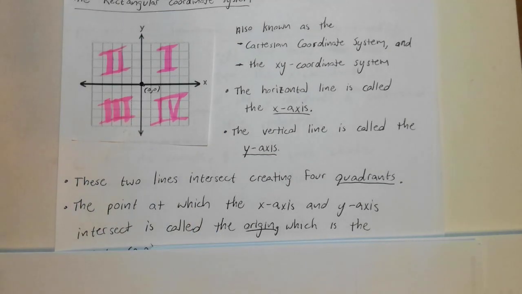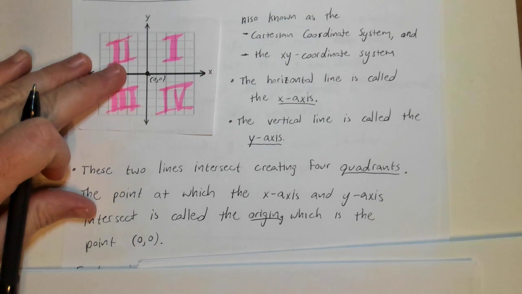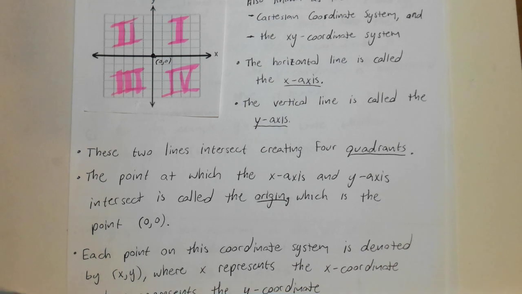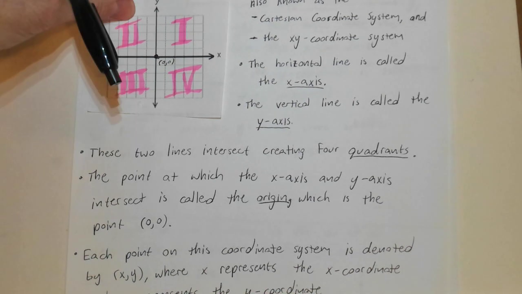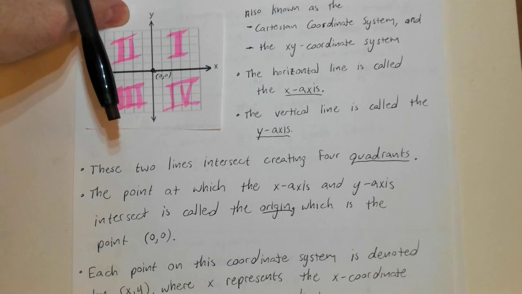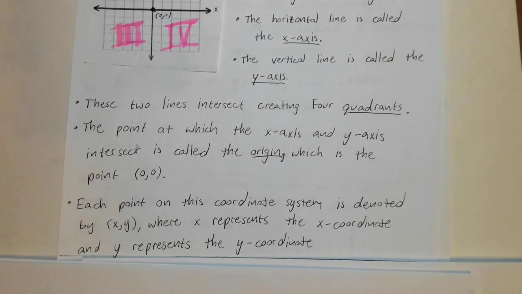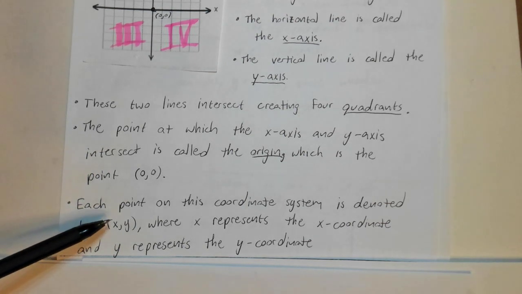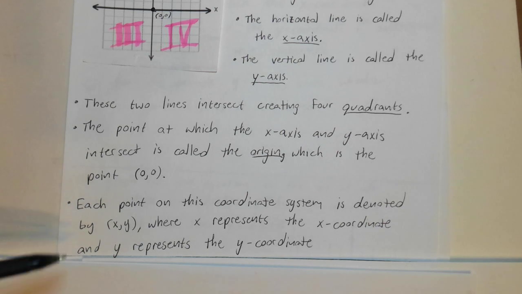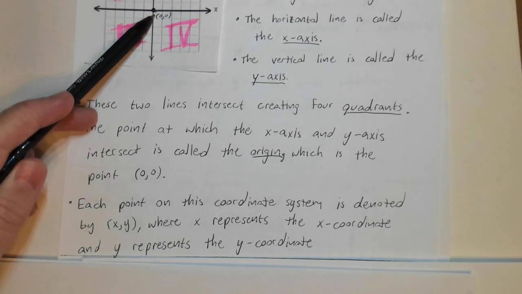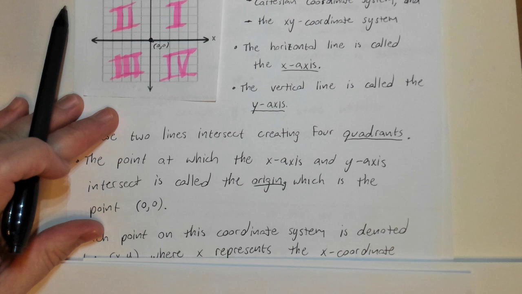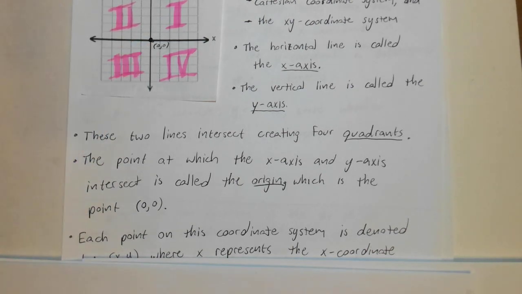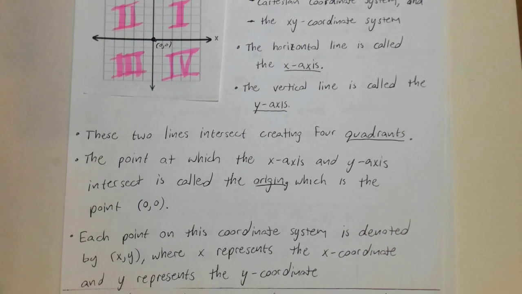Now, that may not make a lot of sense right now, but if I tell you that we can represent any point on the coordinate system as a point (x, y), then it may make sense. We represent it as (x, y), where x is the x coordinate and y is the y coordinate. So the point 0, 0 means that we go 0 in the x direction and 0 in the y direction. That's it. So let's look at some examples.